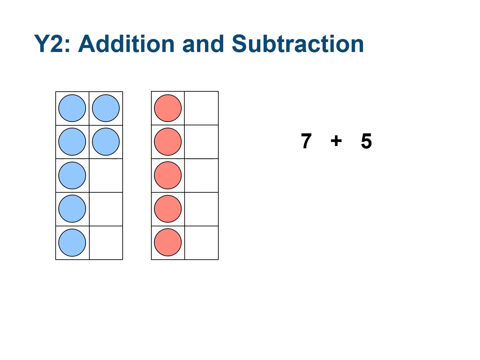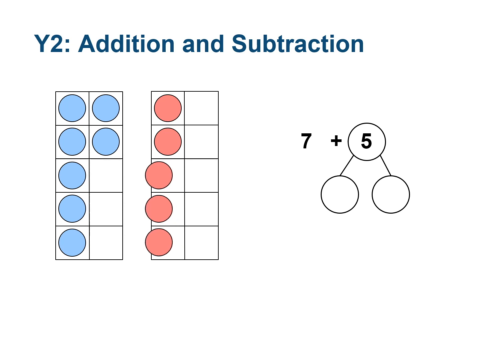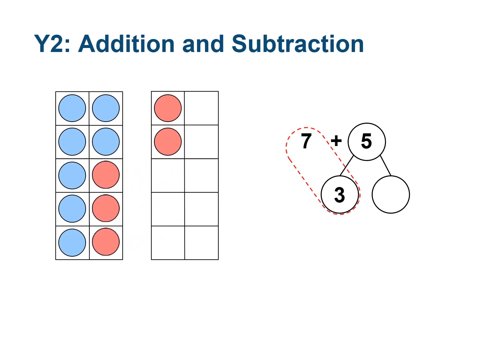To add 7 and 5, we partition the 5 into 2 parts. 7 and 3 make 10, and 2 more make 12. 7 plus 5 is equal to 12.